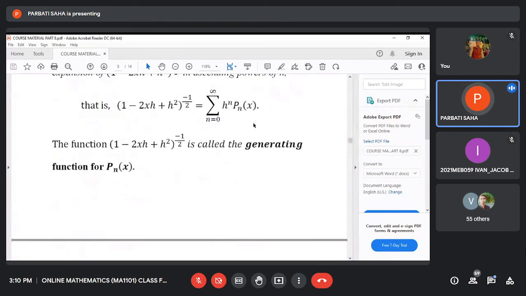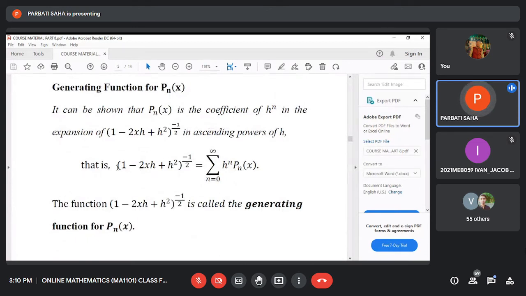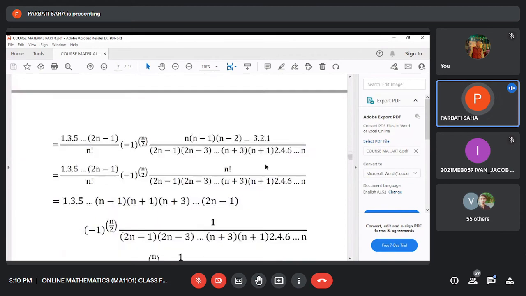Generating function, I have told you, yes, this equals to this. Where you see Pn(x) is the coefficient of h to the power n in the expansion of this in ascending powers of h. Actually, if you break this summation symbol, then it will be a series in ascending powers of h, and this is called the generating function for Pn(x). We just use this in this particular problem.